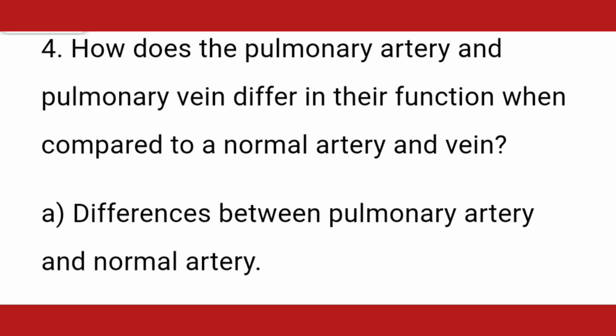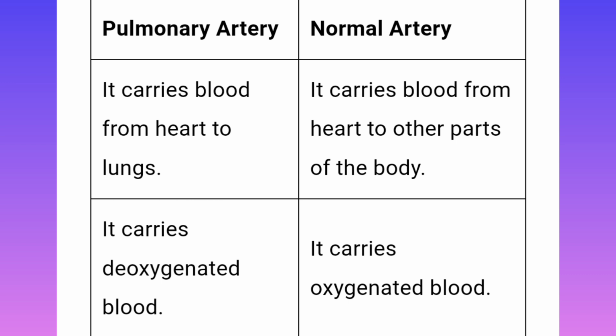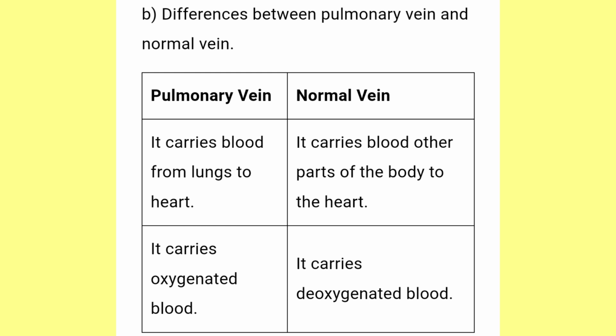Fourth question, how do the pulmonary artery and the pulmonary vein differ in their function when compared to a normal artery and vein? Option A, difference between pulmonary artery and normal artery. Pulmonary artery carries blood from heart to lungs; a normal artery carries blood from heart to other parts of the body. Pulmonary artery carries deoxygenated blood; a normal artery carries oxygenated blood.